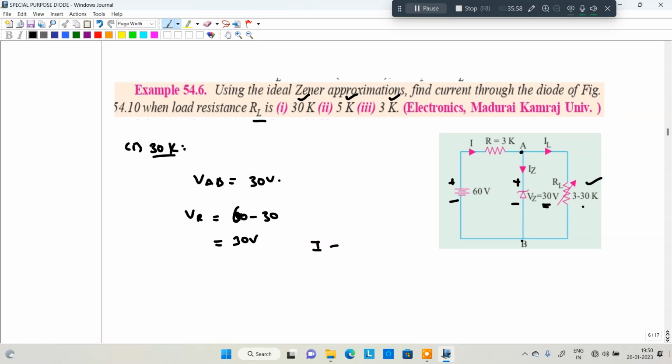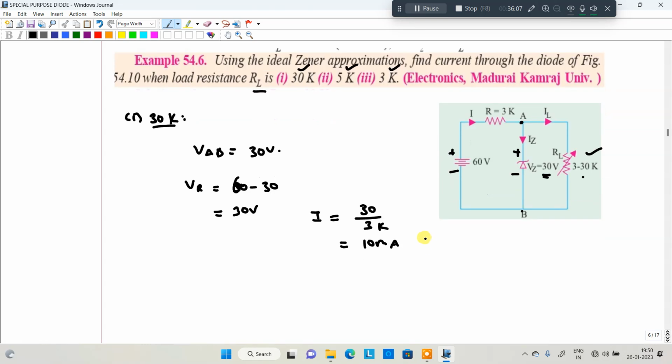That means what is the current? I is equal to V by R. 30 divided by 3K, that will be equivalent to 10 milliamperes, that is the total current supplied by the source. Once you got 10 milliamperes, IL, the current flowing through the load resistance, will be 30 divided by 30K, that will be equivalent to 1 milliampere. So IZ, the zener current, is equal to I minus IL, according to KCL. What is the I? 10 minus 1, that is 9 milliamperes.